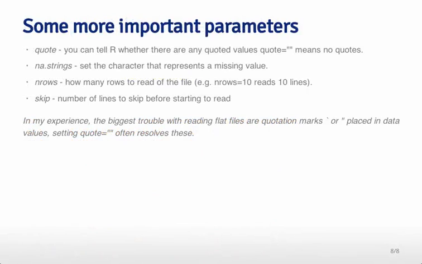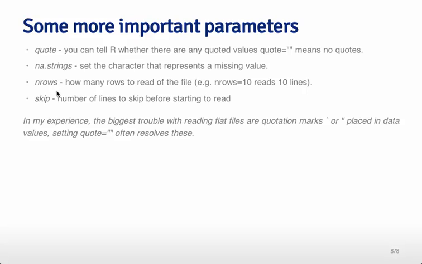Some more important parameters that you can pass to read.table include quote. For example, you can say whether there are quoted values. If you say quote equals quote quote like that, you get no quotes in the file. na.strings tells R what the character is that represents a missing value. The most typical character that you'll see in R data sets is NA, but that character might also be -1 or 999.99 or something else.